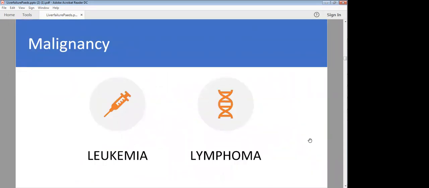Leukemia can also lead to acute liver failure due to infiltration, as well as lymphoma. Next.